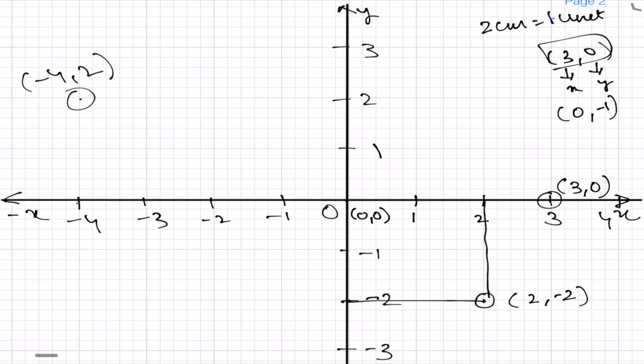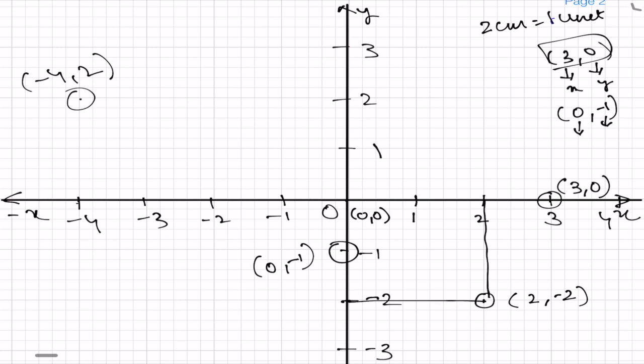Similarly, if we have to plot a point 0, -1. Now here we can see the value of x is 0 and value of y is -1. So value of y is given, that is negative. So we have to see this side. Here is this point and this point will lie on y-axis, 0, -1.